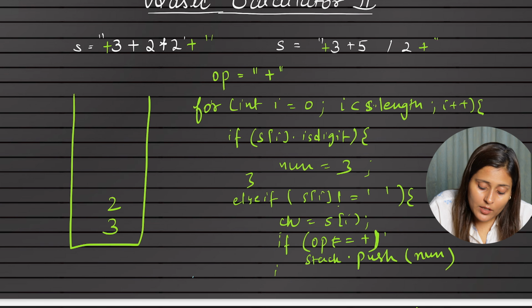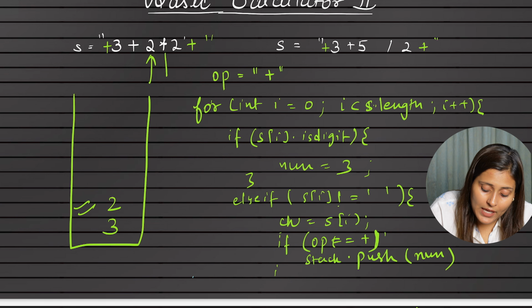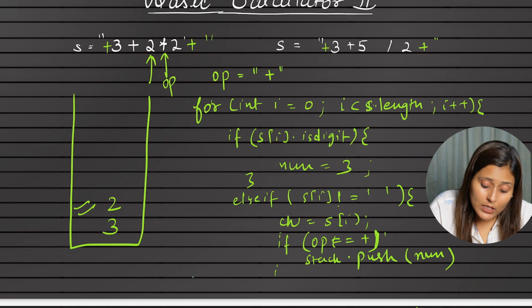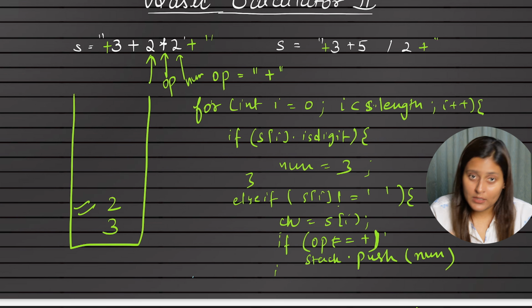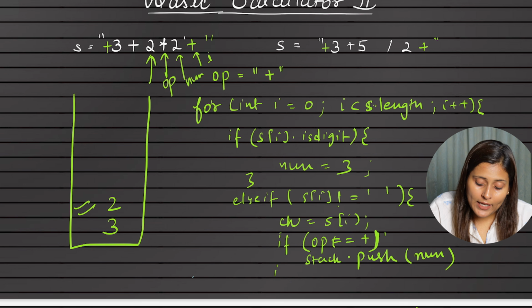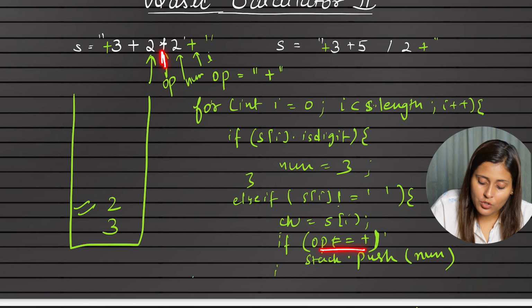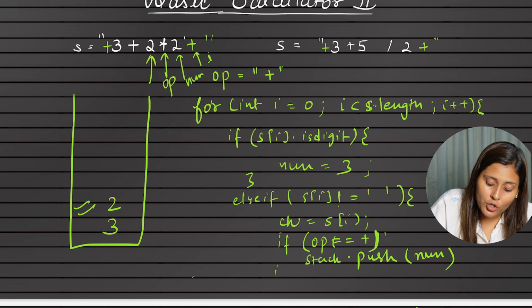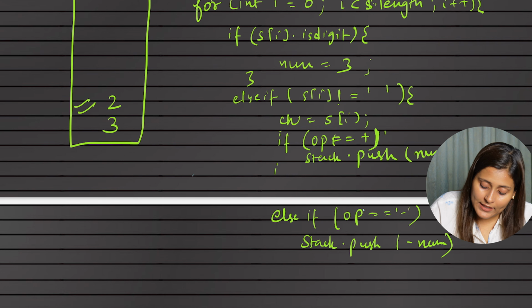Why are we doing this? Because this number we will get from the stack, this we have saved in the operator variable, this we have stored in the current num variable, and this is where we are present. Again we'll say yes, S of I is an operator. Then we'll check, is the previous operator plus? No. Is the previous operator minus? No.